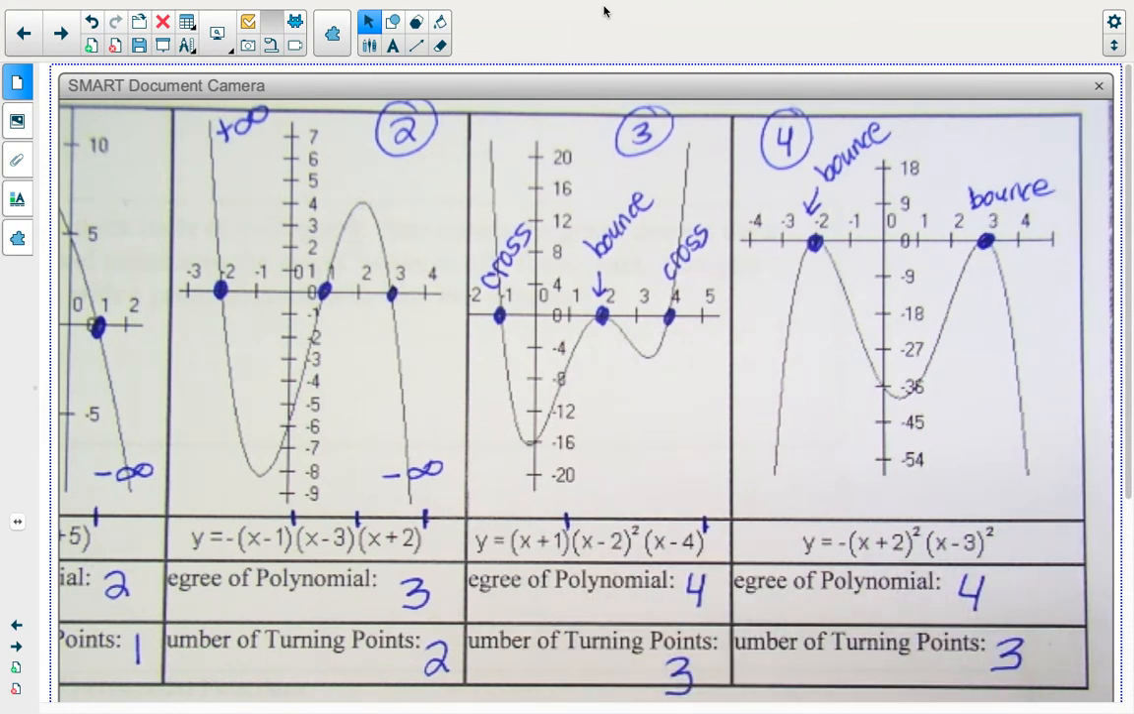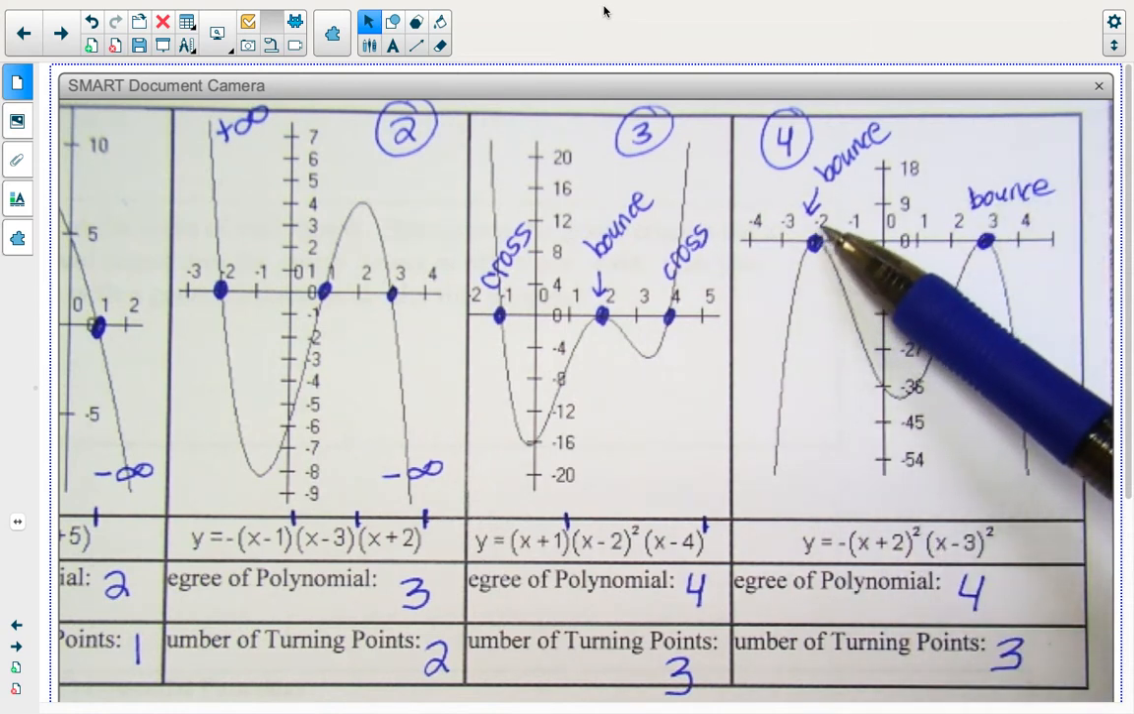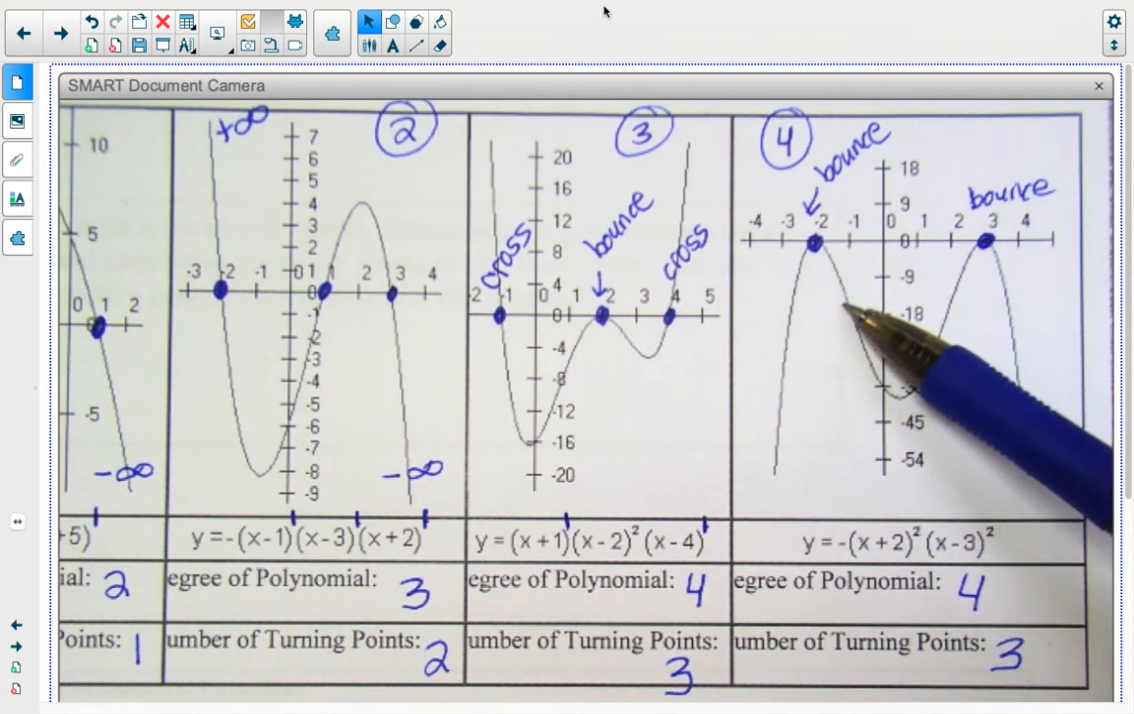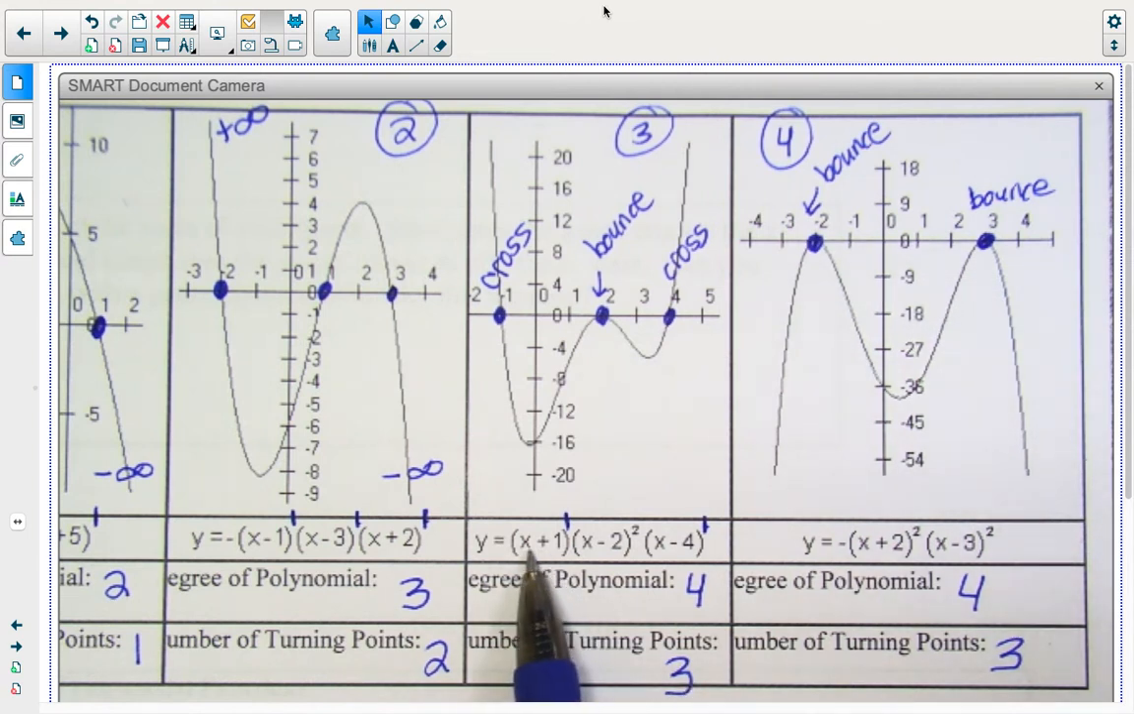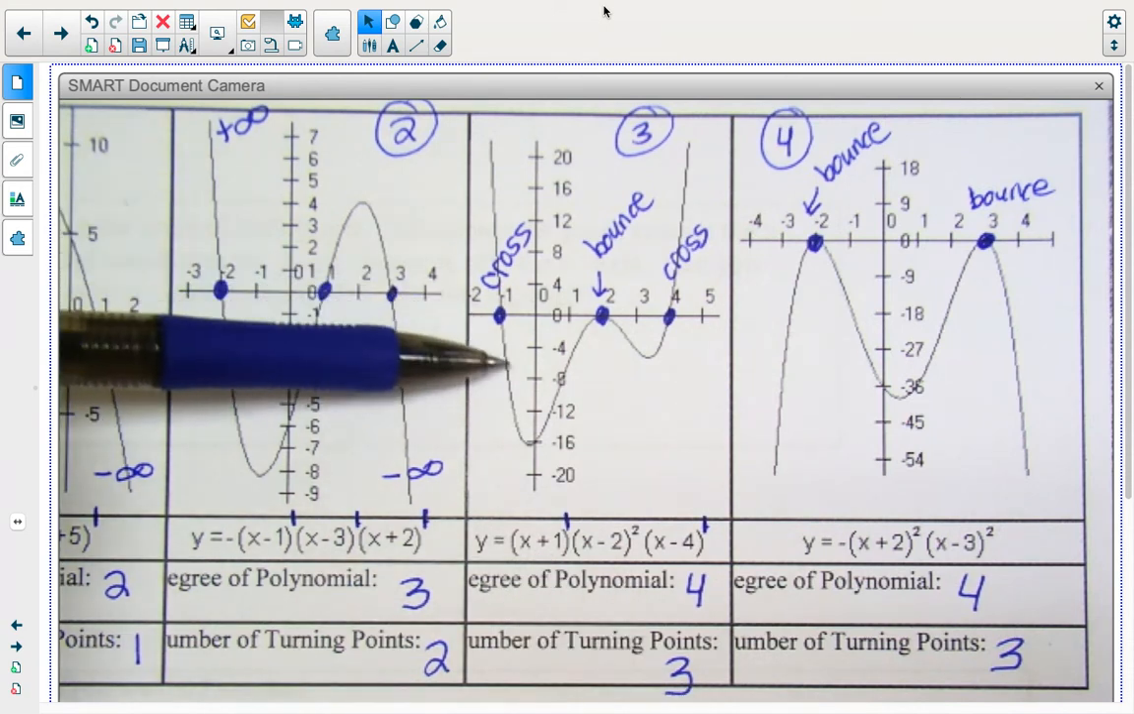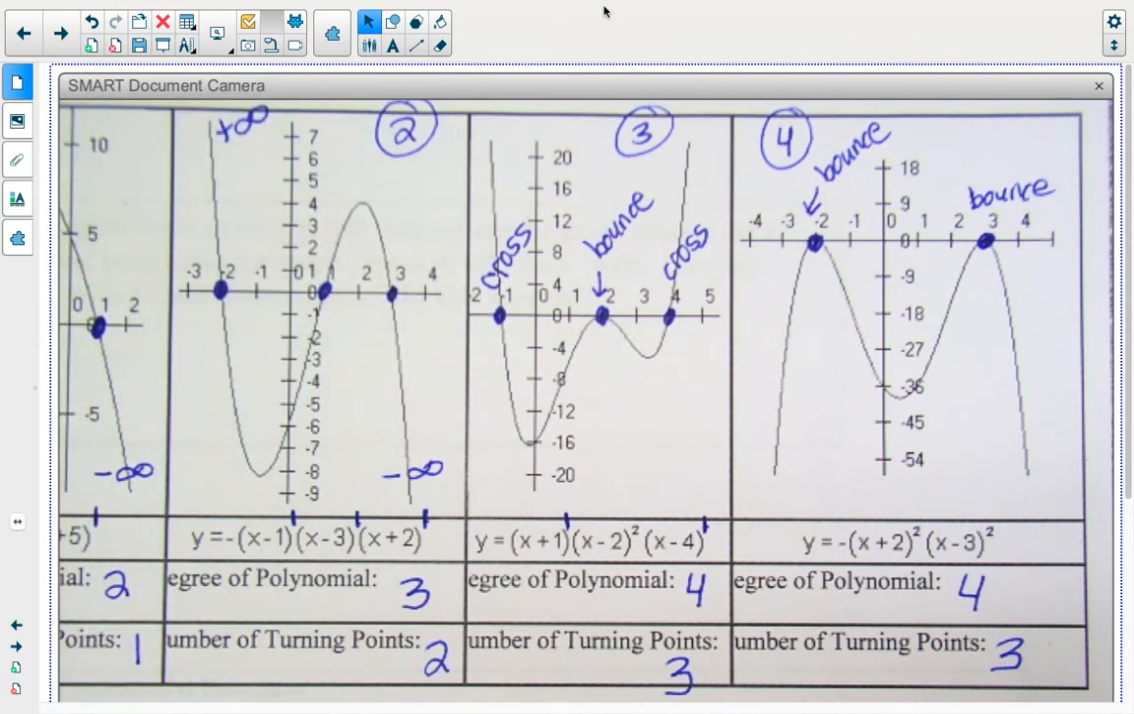If you have an even multiplicity, it's going to bounce. So here, the (x plus 2) squared corresponds to the negative 2. So notice it just bounced. If I take a look at the x plus 1, for example, number 3, this x plus 1 means it's going to cross at negative 1. And notice it crossed through because 1 is an odd number. But we're going to do some more examples in this video if that is kind of throwing you off.